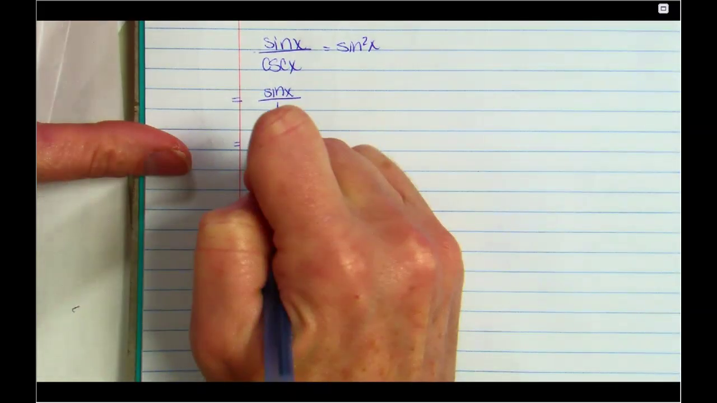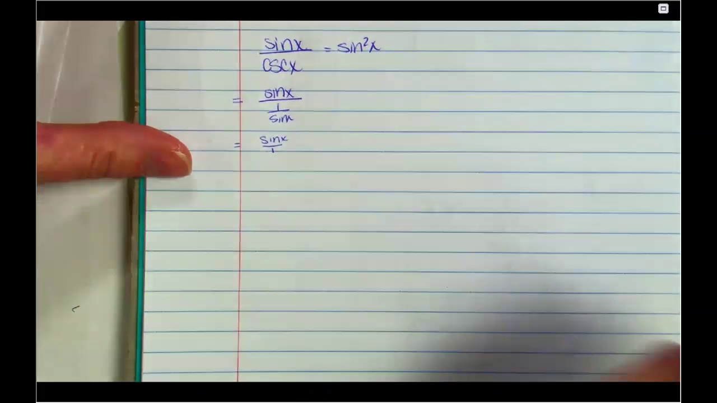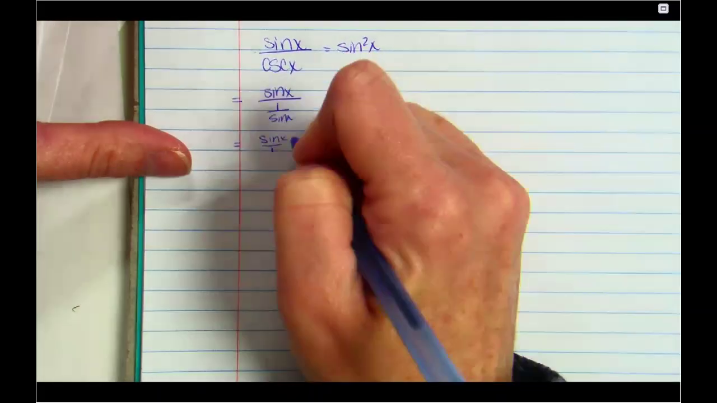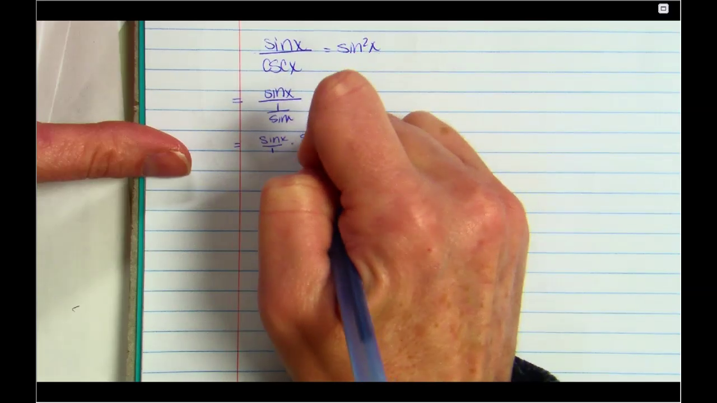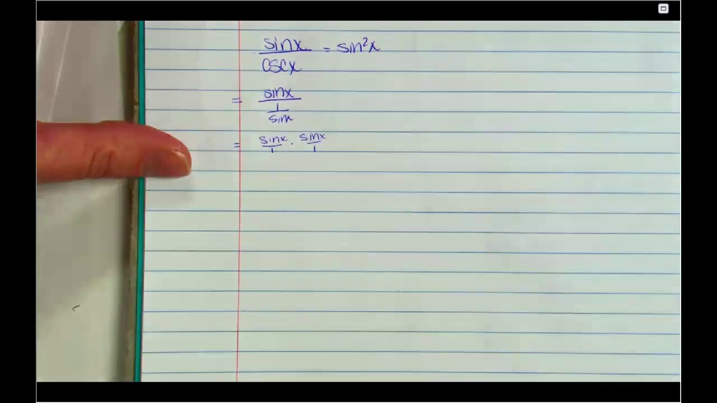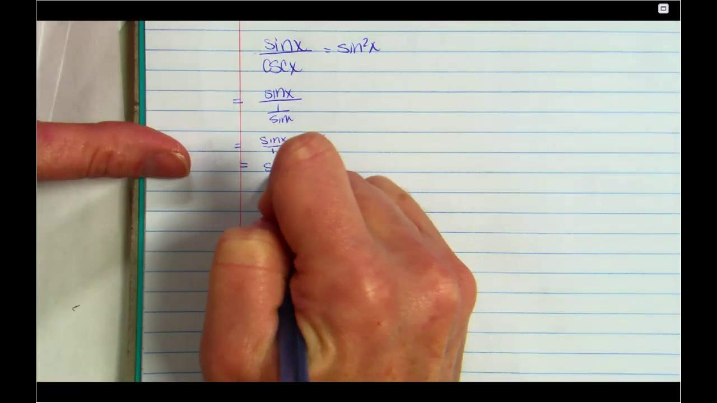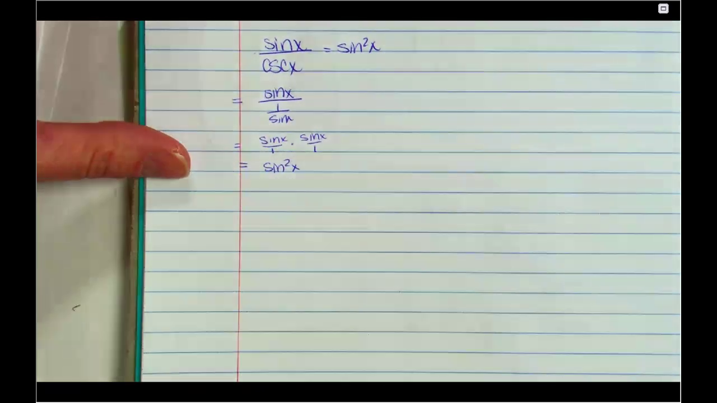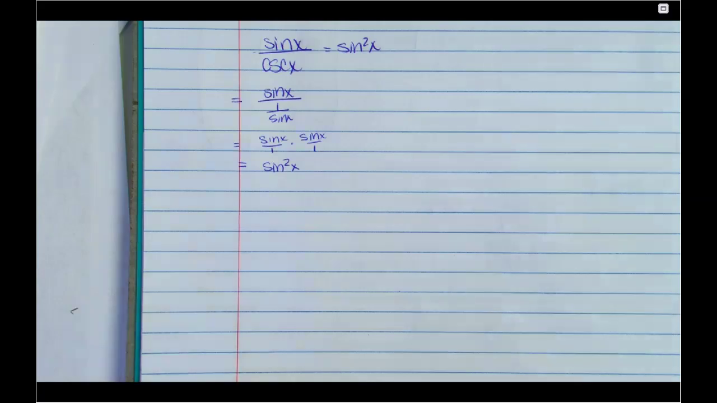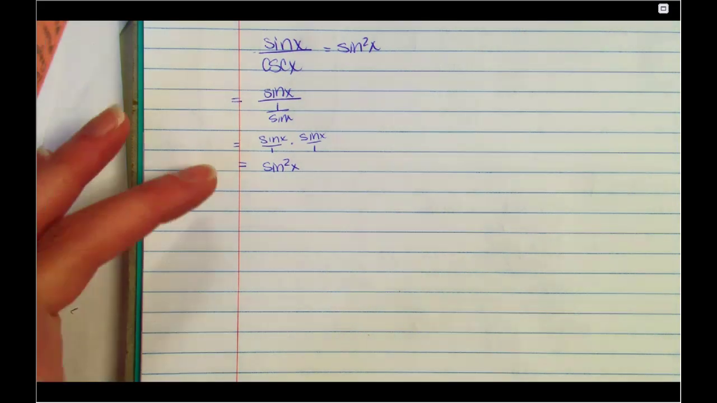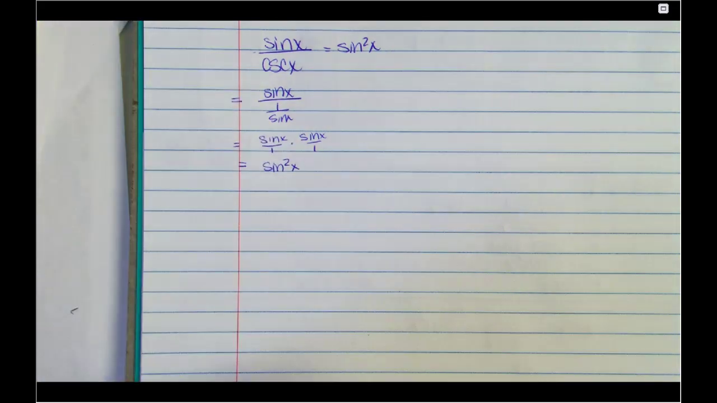So keep the top, give him a 1 so he doesn't sink, and then switch to multiplication and flip this guy over. So it's sine x over 1, which is equal to what? Sine squared, and you're done. Fraction math looks terrible, but you could do a lot of keep, switch, flip. Just do it. It's not like it's scary.